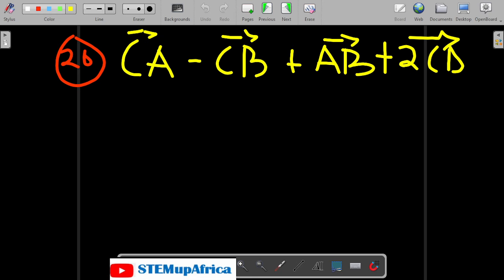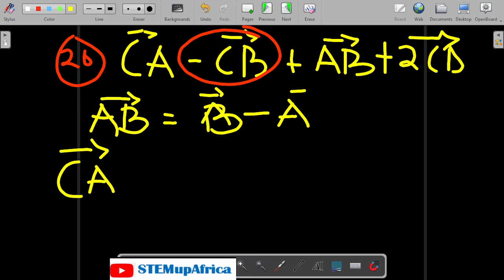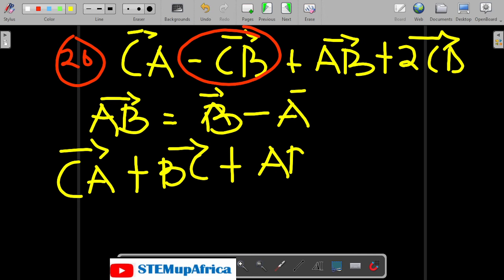So in vector, if you have vector AB, it can be written as vector B minus vector A. This is how you add a vector. It means vector B minus vector A. So I can rewrite this negative vector, CB, I can write it as vector BC to become positive. From minus CB, I turn it into a positive BC, plus AB plus 2CD.